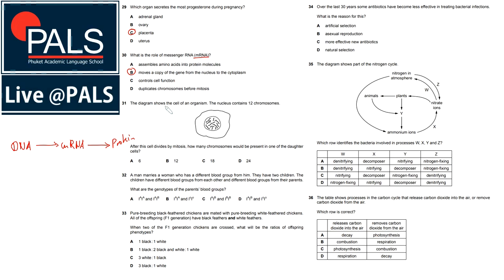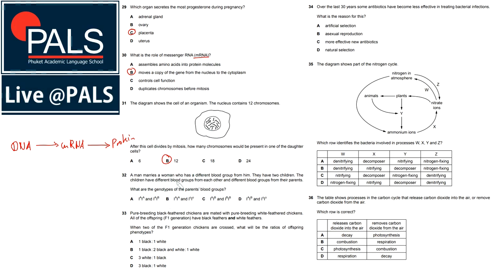The diagram shows the cell of an organism. The nucleus contains 12 chromosomes. After the cell divides by mitosis, how many chromosomes would be present in one daughter cell? 12. Mitosis doesn't change the number of chromosomes. Mitosis is for growth, repair, development, and replacement of used cells. All cells in our body have 46 chromosomes, except the sex cells, the gametes. So therefore, by mitosis, it stays the same.